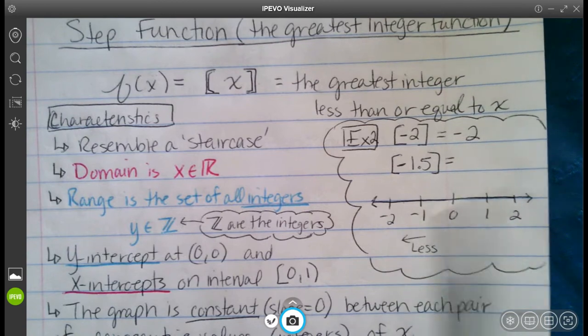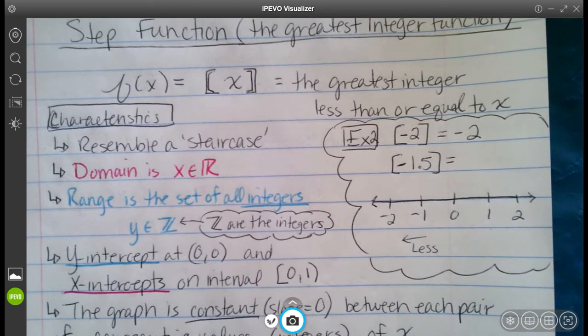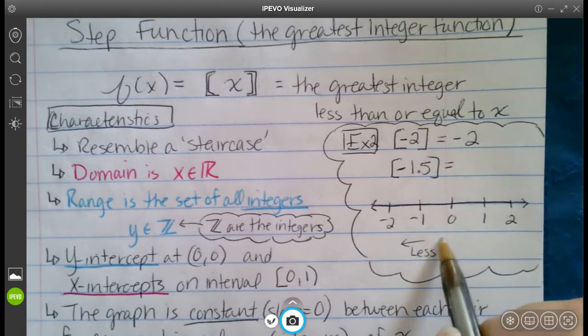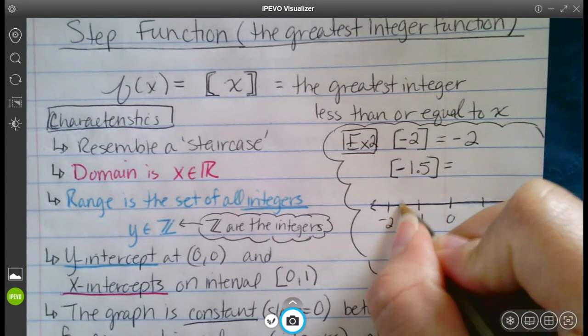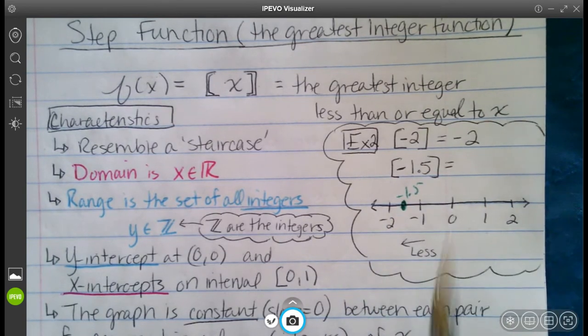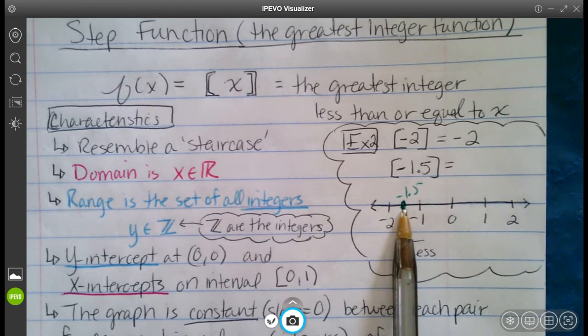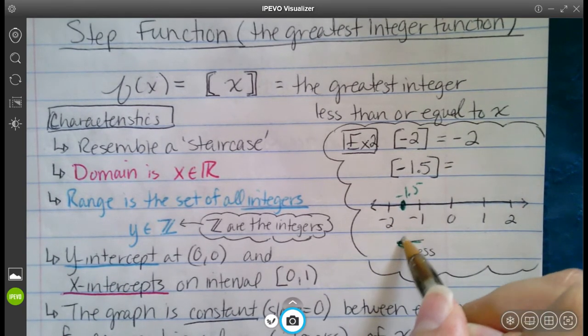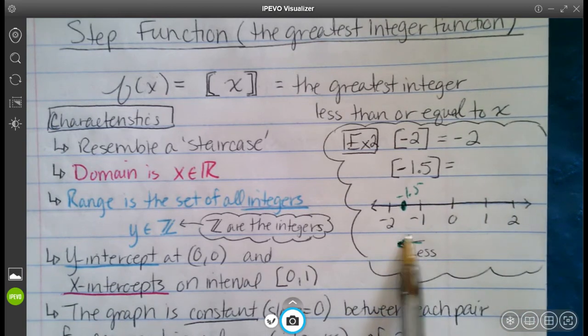So I have a little number line here just to show you what I mean. What we're going to do is find this -1.5. So -1.5 would be about right here. Okay, that's -1.5. And we need to find the integer that's closest to this but is less than this number. So remember that less means we're going to be going to the left. So it's one of two choices.